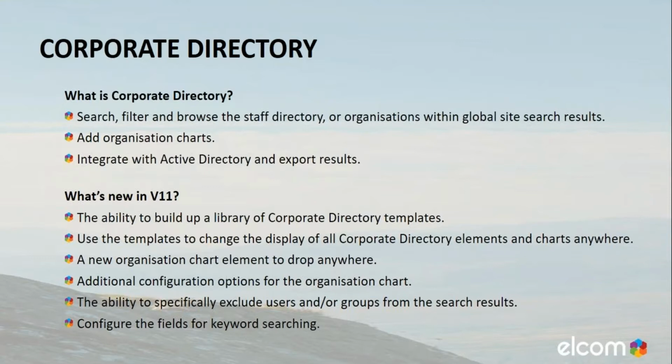There's been a huge amount of work to Corporate Directory in version 11. So what's new, you might be asking? So in version 11, we've added the ability to build up a library of Corporate Directory templates. You can use the templates to change the display of all Corporate Directory elements and charts anywhere on the site. And it supports all user tags and also supports custom user tags for external fields. There's also a new organization chart element that you can drop anywhere on the site and additional configuration options for the organization chart. There's also the ability to specifically exclude users and/or groups from the search results.